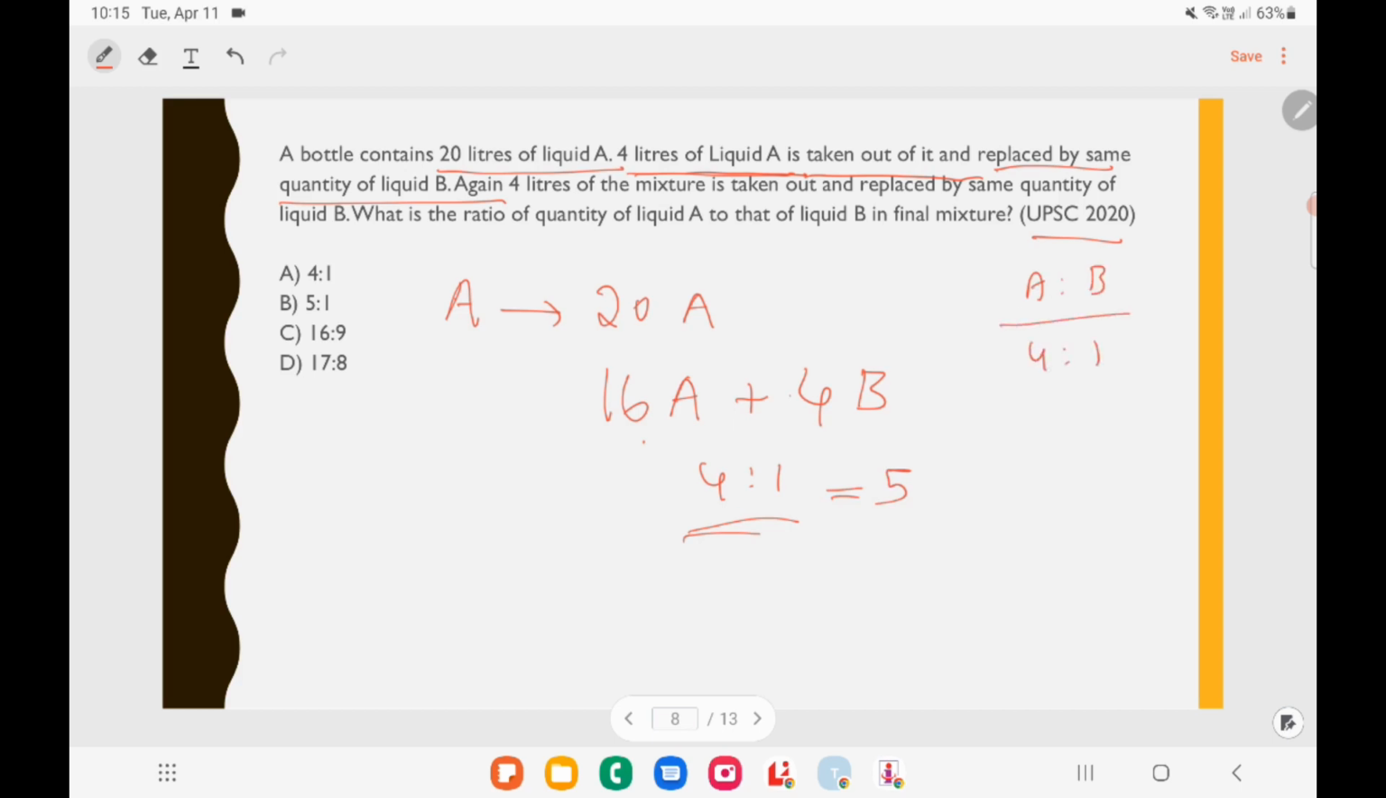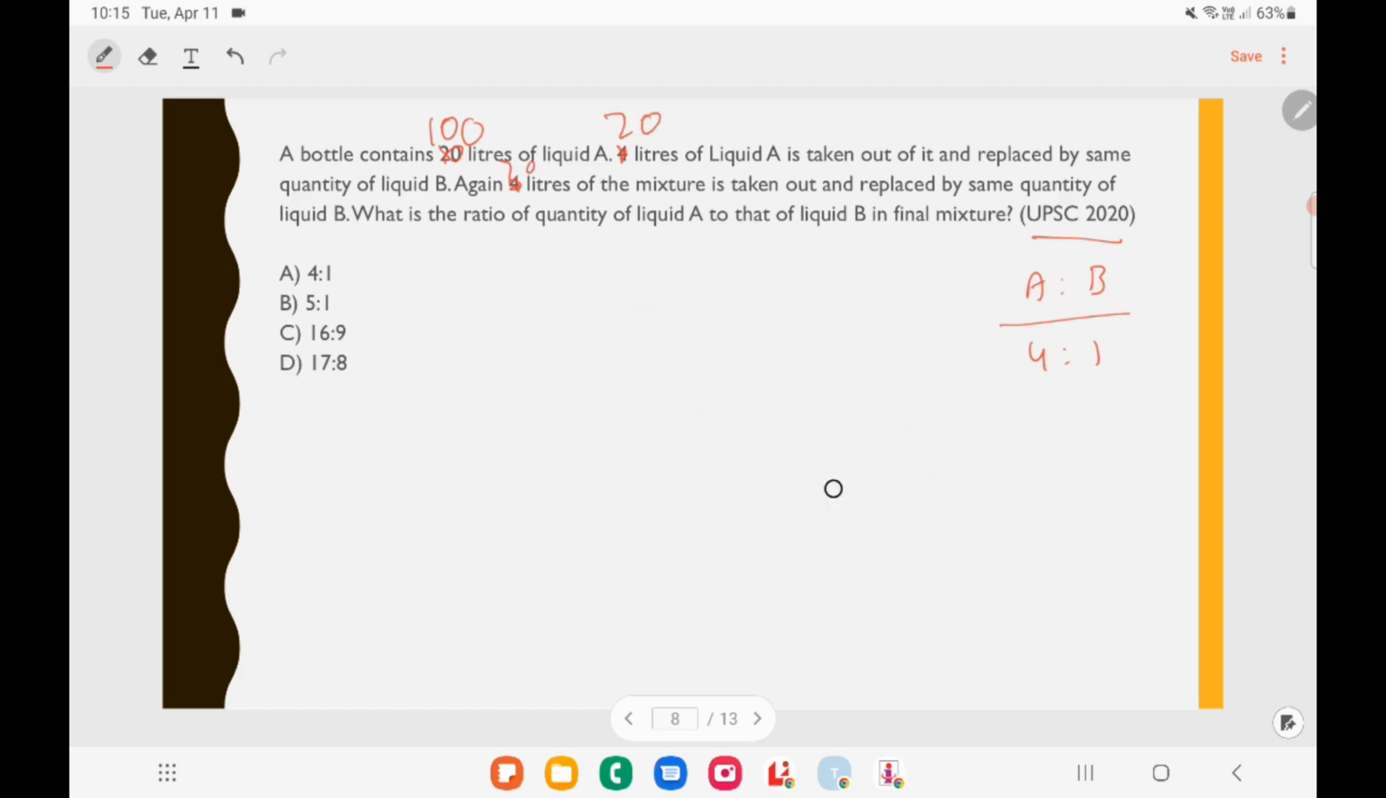So in order to make the calculations easier, I am multiplying with 5. Okay, all the quantities in the question I am multiplying with 5. So this 20 becomes 100. This 4 becomes 4 into 5, 20. This 4 also becomes 20. So I am doing the question like this. Okay, so let's see how we can do it.